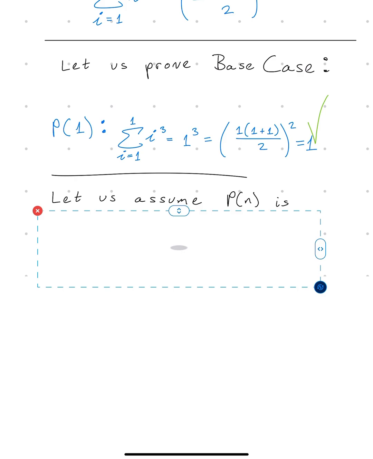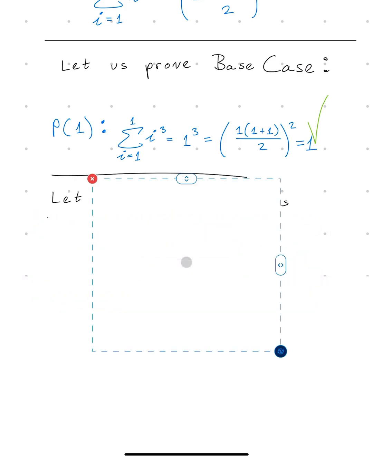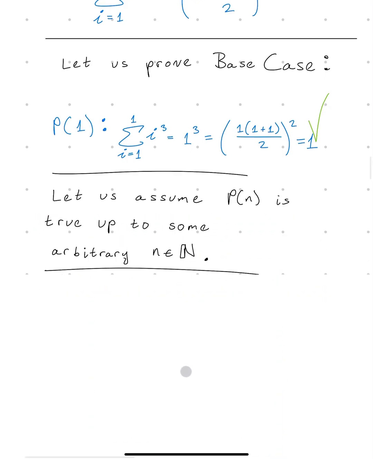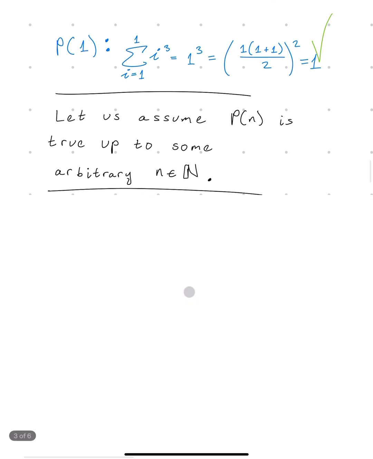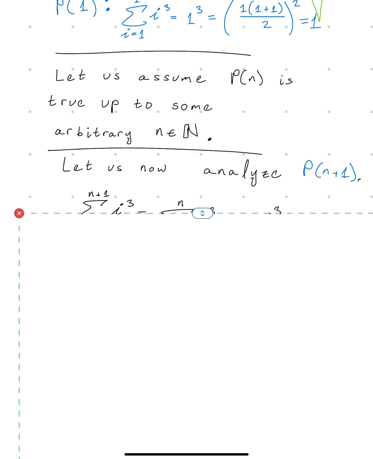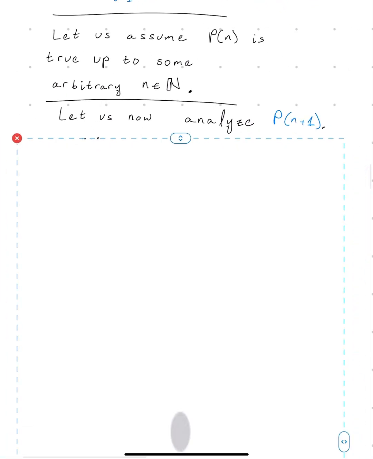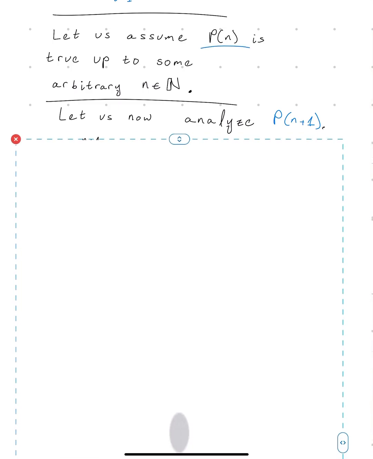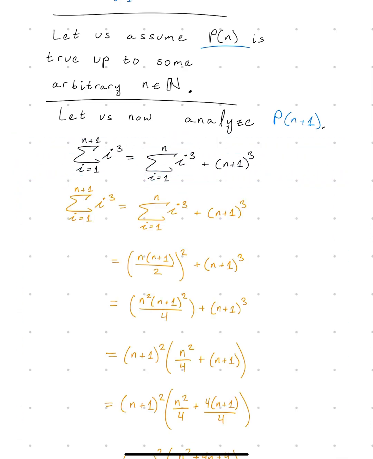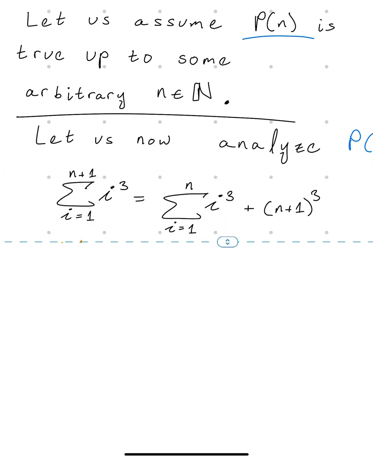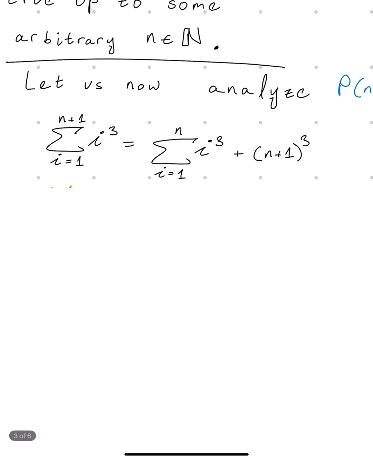Next, let us assume that P of n is true up to some arbitrary n, which is a natural number. From this, we are now going to analyze P of n plus 1. So we've assumed that P of n is true, and now we are going to analyze P of n plus 1. So for P of n plus 1, we are going to have the sum from i equals 1 to n plus 1 of i cubed.